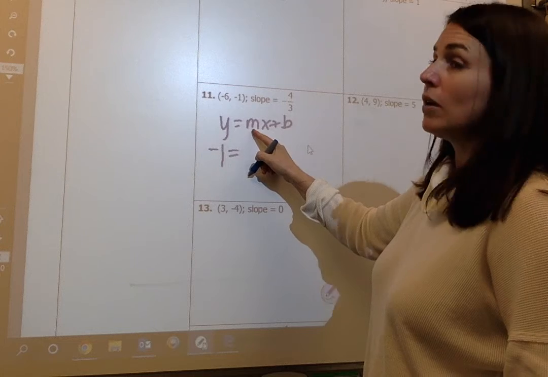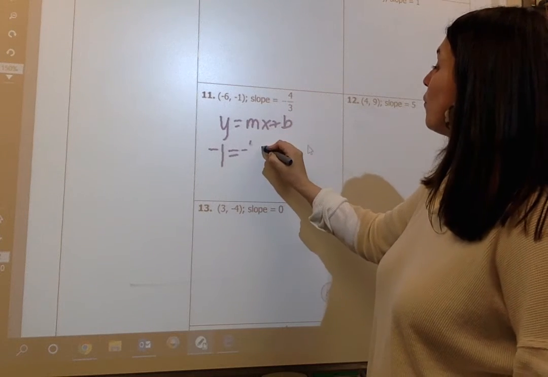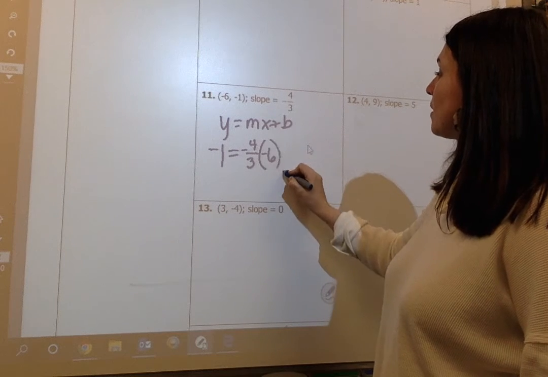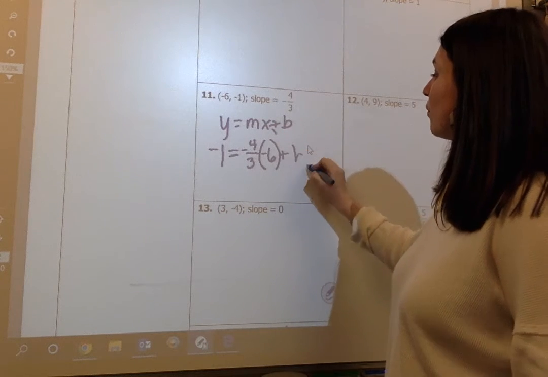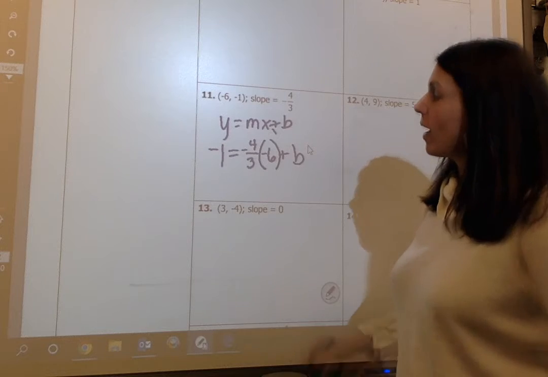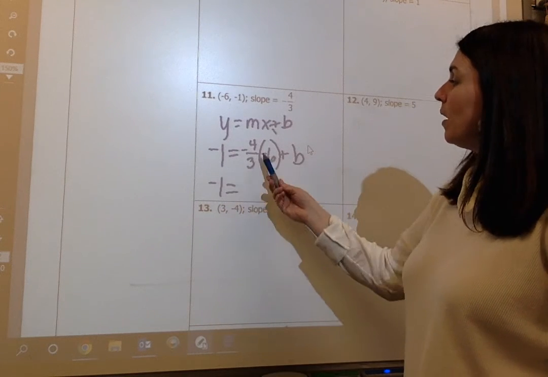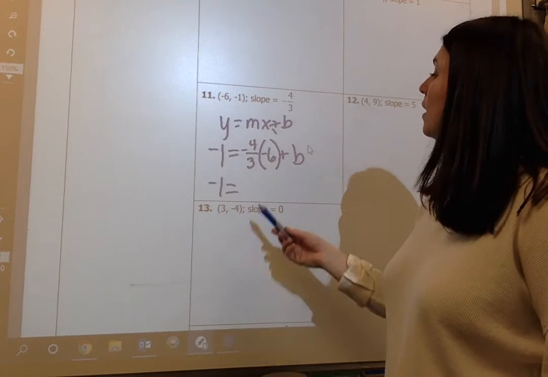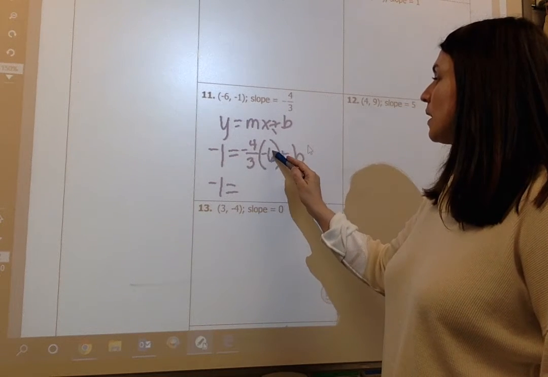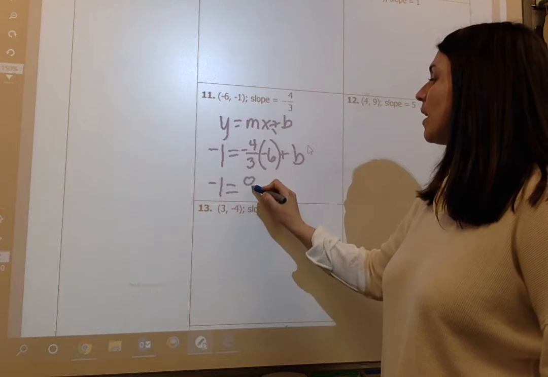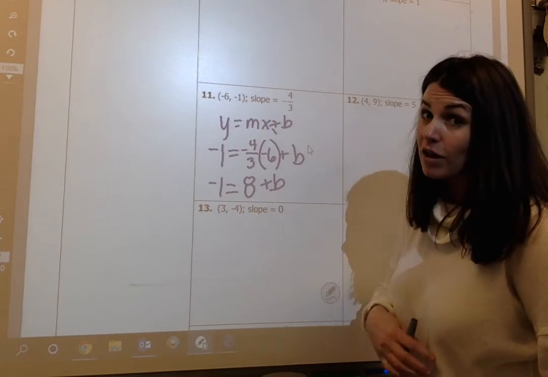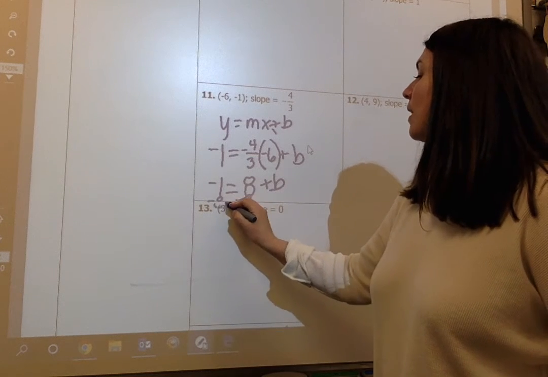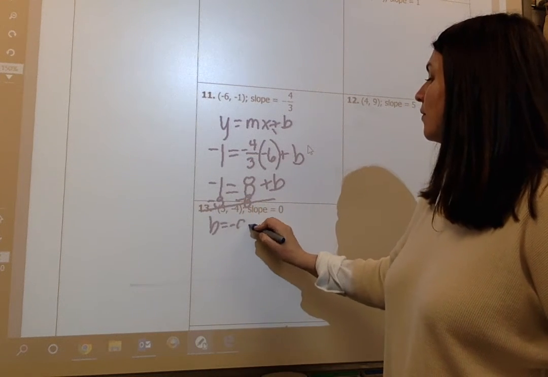Equal sign comes down. My slope is -4/3. My x value is -6. My plus comes down for finding b. So now I have -1 equals -4/3 times a -6, and negative times a negative is a positive. And then I can cross-reduce my 3 and 6 and get 4 times 2, which is 8. We've been over that in class. That's why I'm kind of glossing over this in the notes. And then I subtract 8 on both sides, and I get b equals -9.